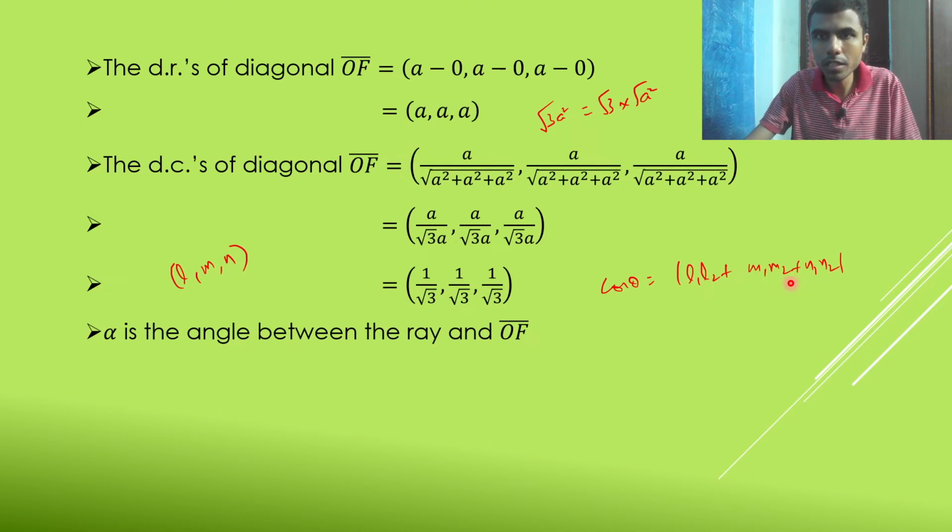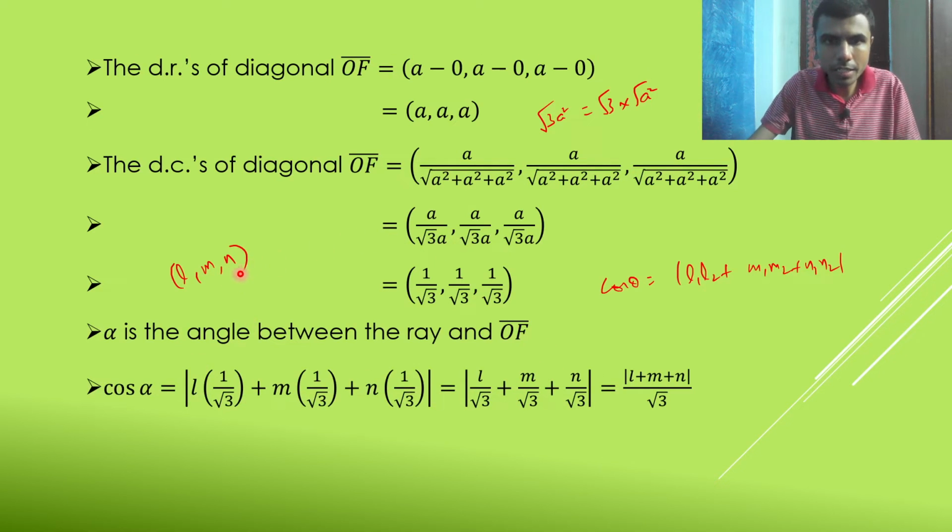L1, M1, N1 are the DCs of the first ray, and L2, M2, N2 are the DCs of the diagonal OF. So L into 1 by root 3 plus M into 1 by root 3 plus N into 1 by root 3. So L by root 3 plus M by root 3 plus N by root 3, which is L plus M plus N by root 3, and it has a mod.